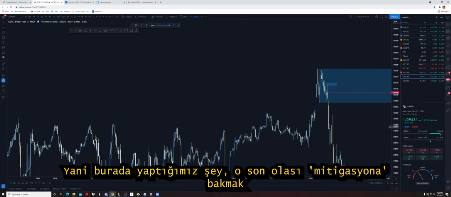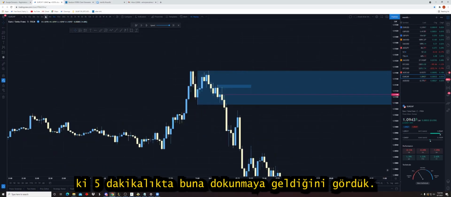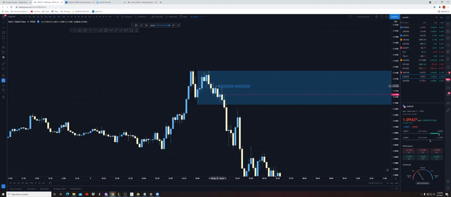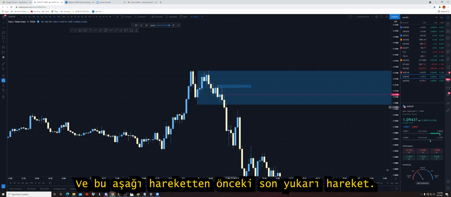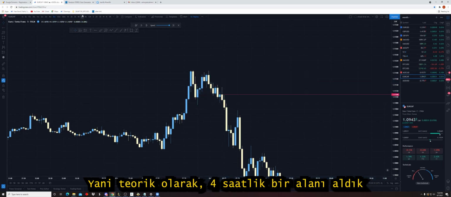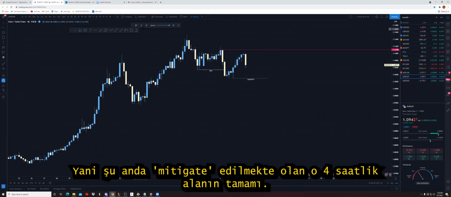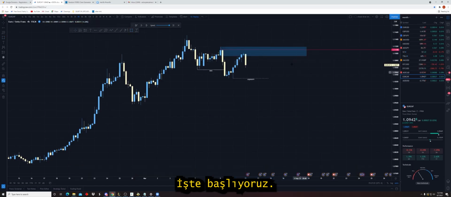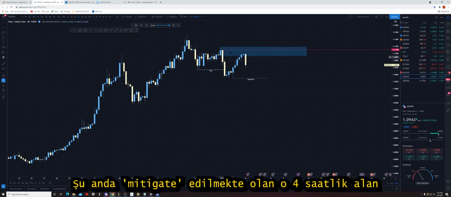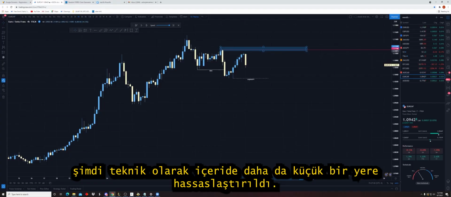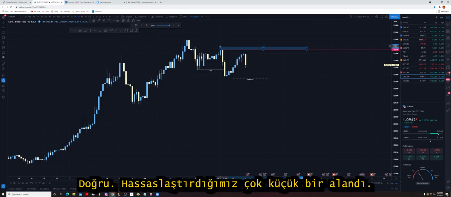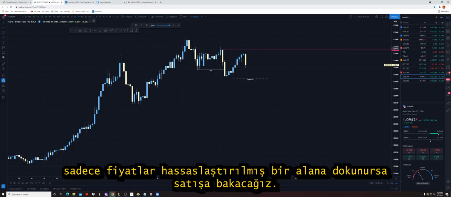So what we are doing here is looking at that last possible mitigation, which we saw on a 5-minute, came to tap into this, right? And this is that last up move before the down move. So theoretically, we just took a 4 hour area, which you'll all notice now was, here we go, right? That whole 4 hour area that's already being mitigated right now has now technically been refined to inside of there, even smaller, right? It was a very small area that we refined to. So the idea now is we will only look to sell if price is to tap into a refined area.